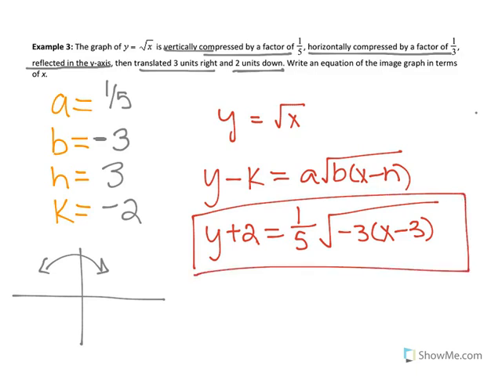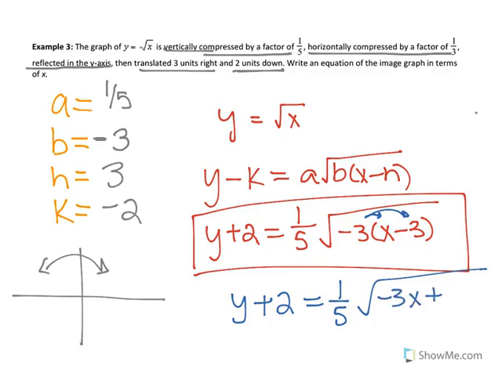If you want to go one step further and get rid of the brackets, you also could say y plus 2 equals 1/5 square root of -3x plus 9. That would be simplified as well. But I am happy with both. So if you're having trouble with this step, come see me, we'll fix that.